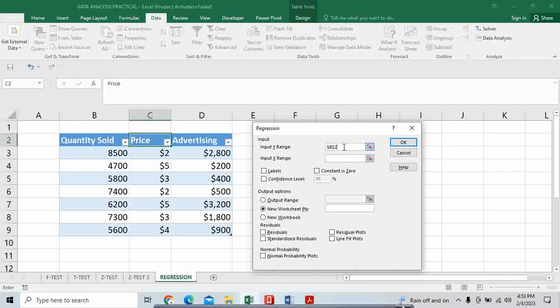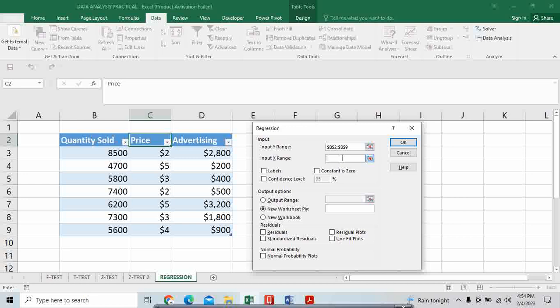So in this case, in the input Y range, we are going to put the one that we know we are going to sell, but if we put the values for the price and the advertising part, what are we going to get at the end of the day? Remember, we are analyzing the business. So come to the quantity sold here, then run through up to the last figure, which is 5,600. This is the quantity that we sold. Then in the input X range, you are going to see that we have here 3 columns for the quantity sold, the price, and the advertising.